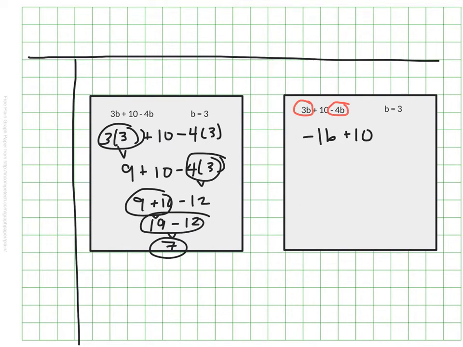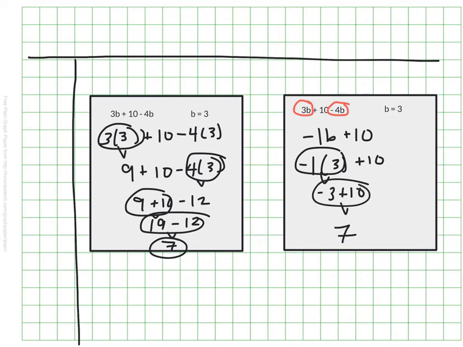And then I can substitute in my 3. So negative 1 times 3 plus 10. And I would just do my snow cone as I've done. And you'll get, of course, the same result of 7. It just looks a little bit different if you combined first.